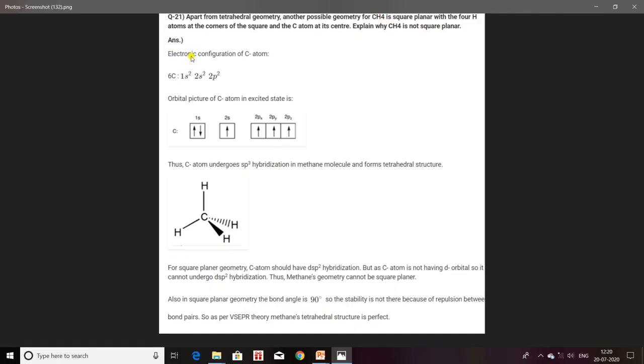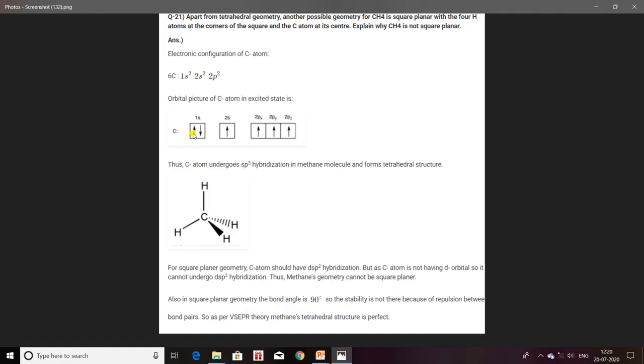For that, first you have to write the electronic configuration of the carbon atom in its ground state. The atomic number of carbon is 6, so 1s2, 2s2, 2p2. You can write 2p2 in this way, 2px1, 2py1, right? In the excited state, the electronic configuration will be 1s2, 2s1. One electron will jump from the 2s orbital to the 2pz orbital.